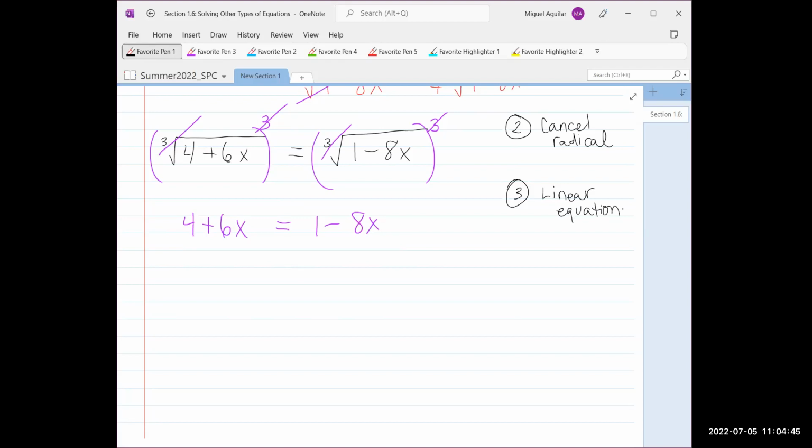So when we're solving linear equations, it's back to test 1. We're just isolating the x. We can use addition, subtraction, multiplication, division, whatever we need to get the x by itself. So what move do you guys want to make here?